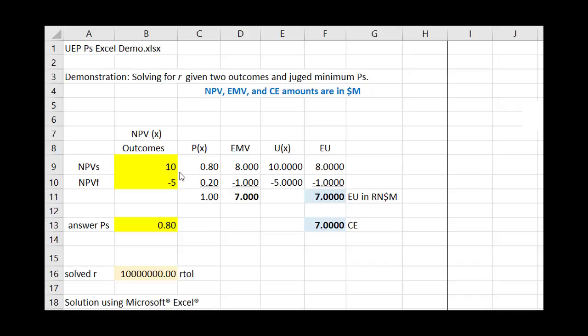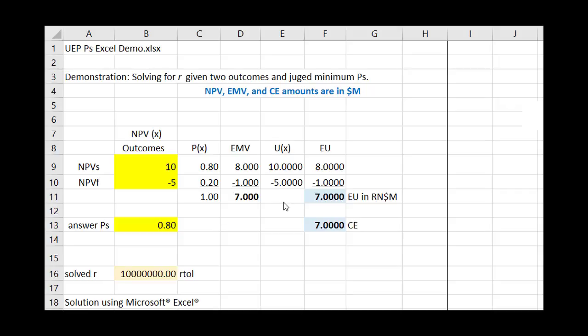Note the outcome values are the same as the problem we saw earlier, and we'll change the probability of success in a minute. The R cell can't be named R because of a restriction in Excel reserving the R as a symbol, so I'm calling this cell R tall. So here's a ridiculously large risk tolerance coefficient in millions of dollars. Let's look at some of the calculations. Here are our probabilities of success and failure, and the EMV is simply the sum of the products of probabilities times the NPV outcomes, $7 million EMV. So it's a good project for a risk-neutral decision maker.